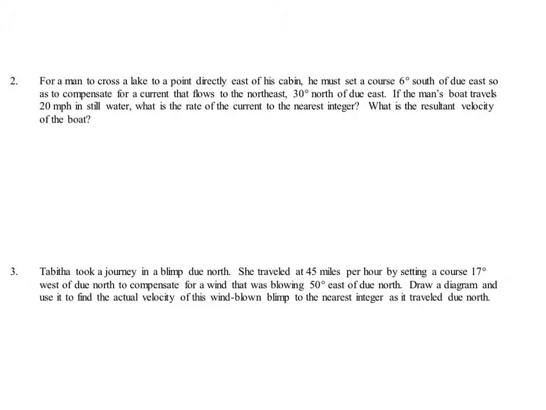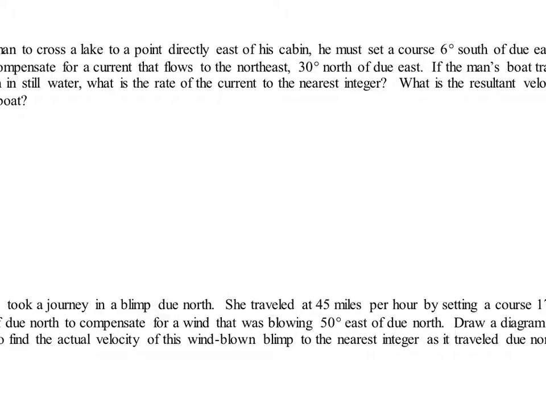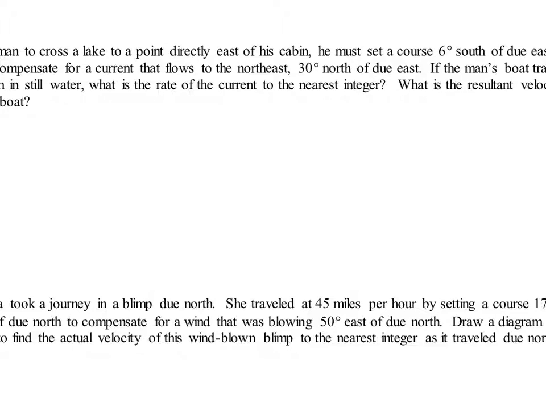Lakes are good. All right, so for a man to cross a lake to a point directly east of his cabin, which I suppose we're to assume is on the edge of the lake, he must set a course 6 degrees south of due east so as to compensate for a current that flows to the northeast, 30 degrees north of due east. All right, so that's fun. If the man's boat travels 20 miles an hour in still water, so if there were no current whatsoever, that's how fast it would go. What is the rate of the current to the nearest integer? What is the resultant velocity of the boat?